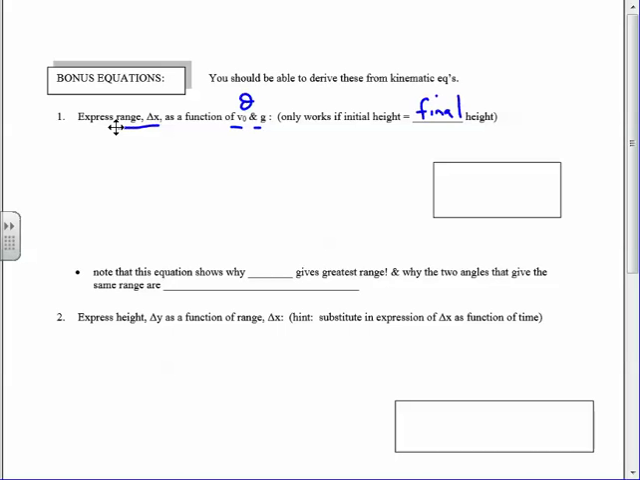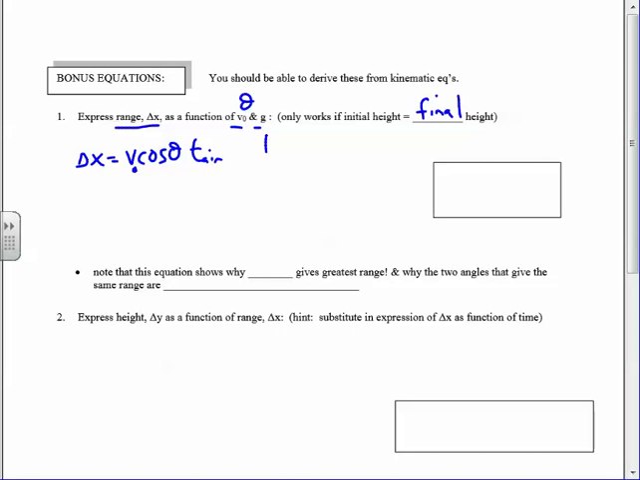Like any derivation, we want to start with an equation that at least solves for what we're looking for, and that's x, right? So we already know that our range is essentially Vx, which is V cosine theta, times time in the air. I don't want time in the air in my equation, so I want to substitute it out. So I need an equation for time in the air.